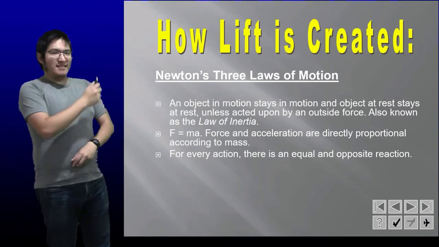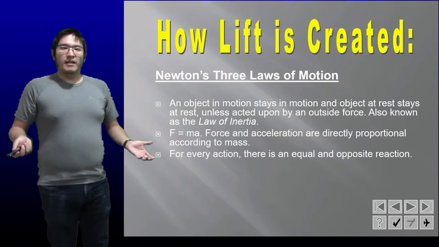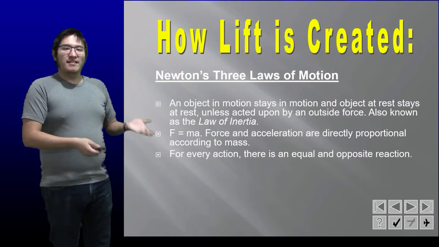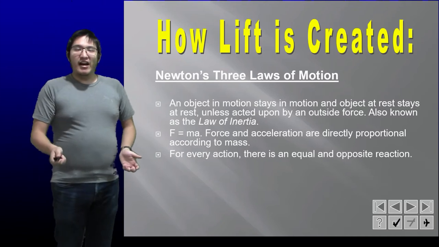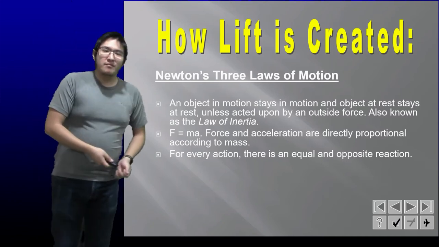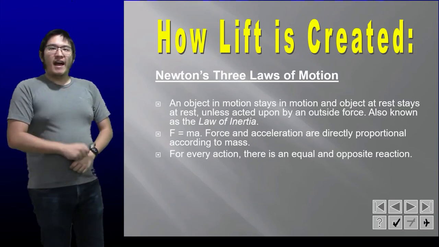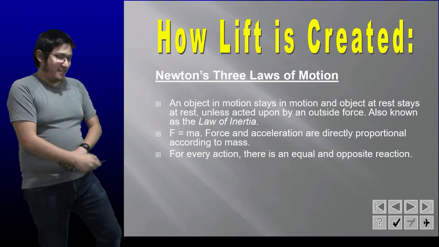Next up is the second law. The second law is best stated through the formula F equals ma. It means that the force that is being applied to an object is equal to its mass times its acceleration. And finally, we have Newton's third law of motion. It is: for every action there is an equal and opposite reaction. You will see how that works in just a sec.